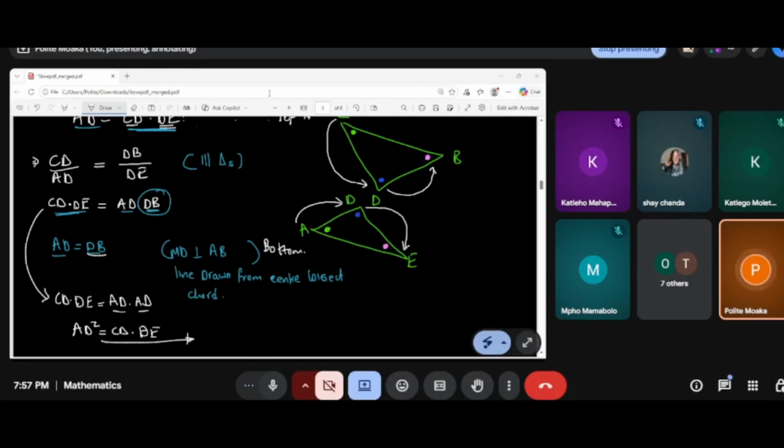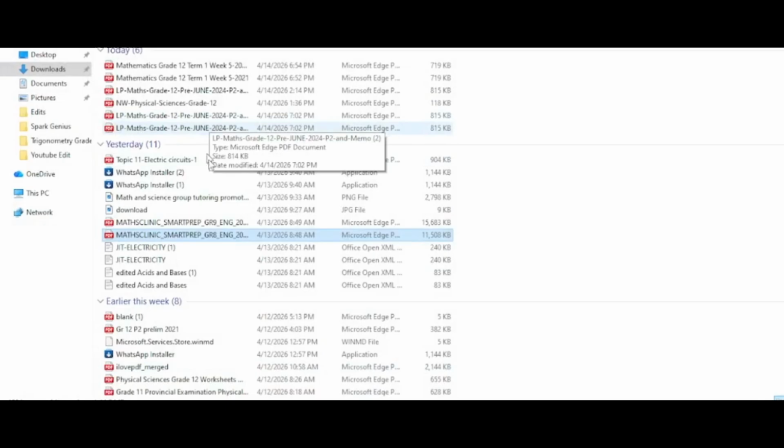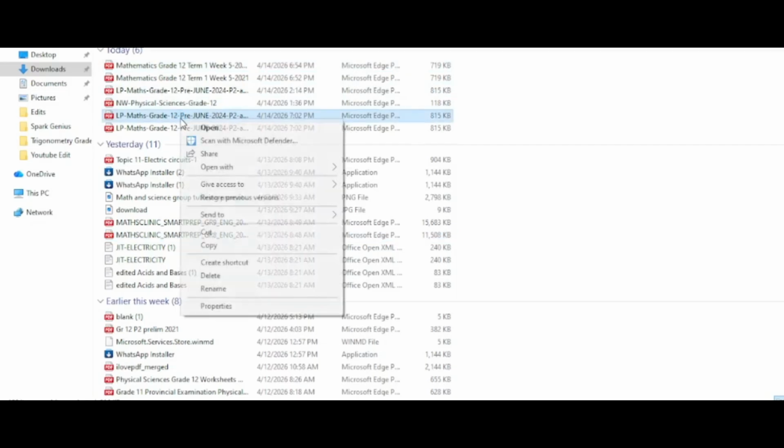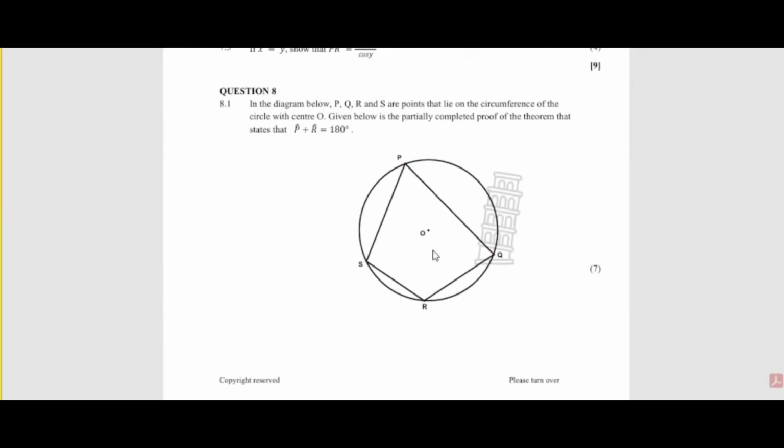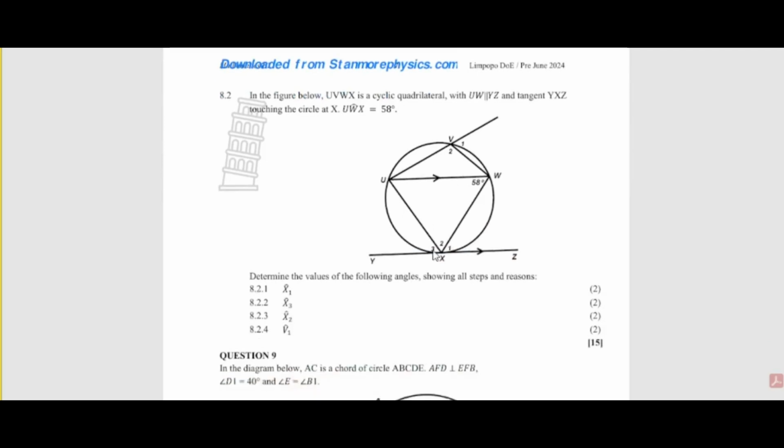Guys, let me quickly open that question paper now, so that I can remind you of the importance. Why did you join this lesson? I don't remember which question paper it is, but let me just check this one. Okay, let's look at the questions so that you can remember why you joined. Question 8 is grade 11. You just have to find angles that are equal.